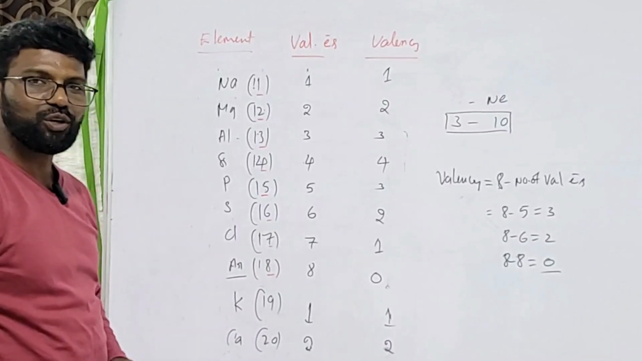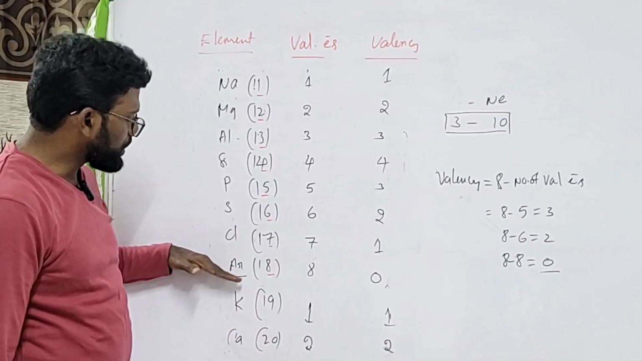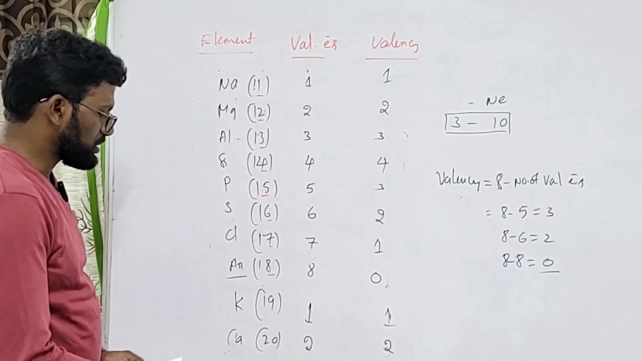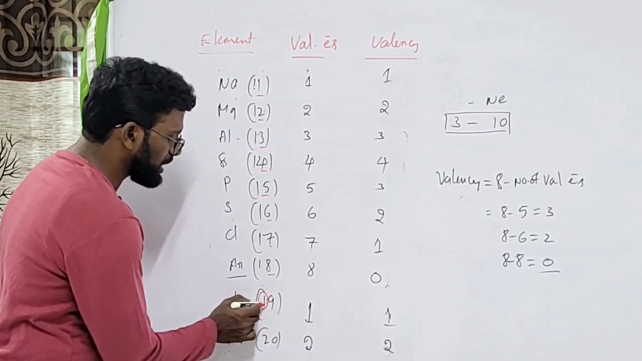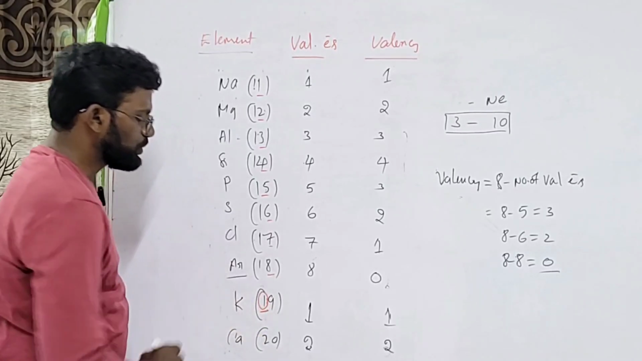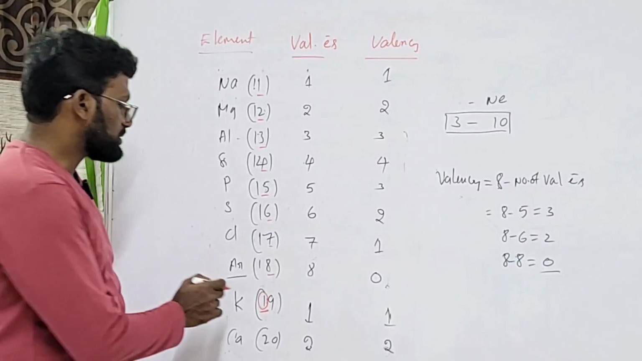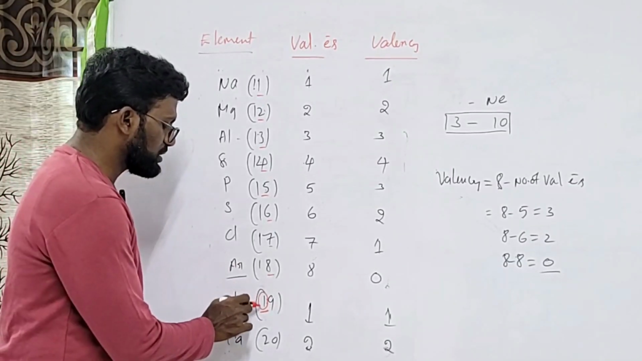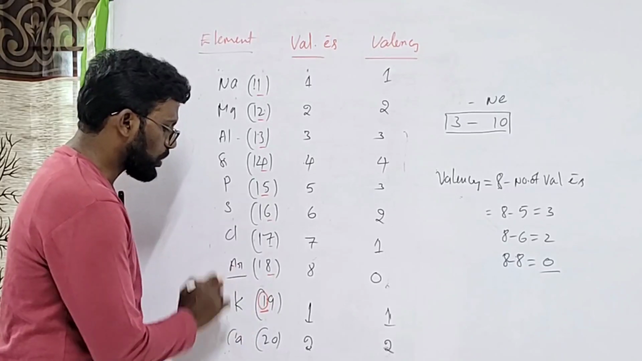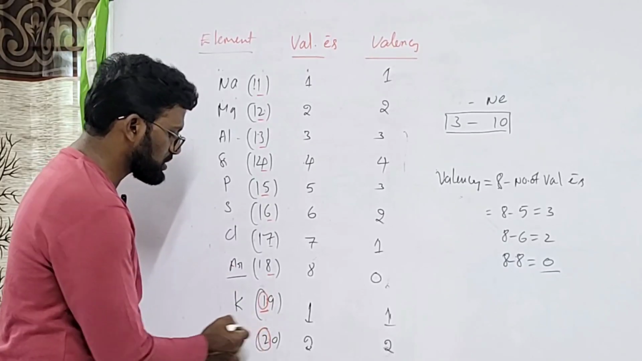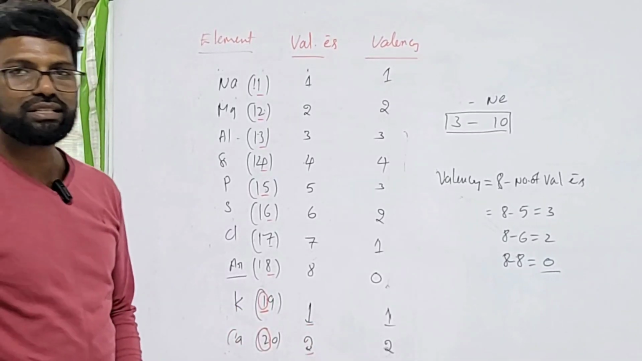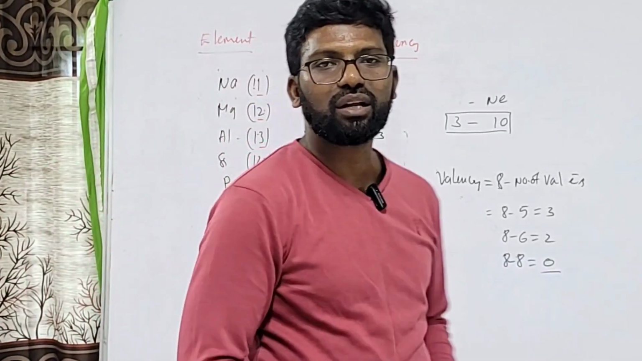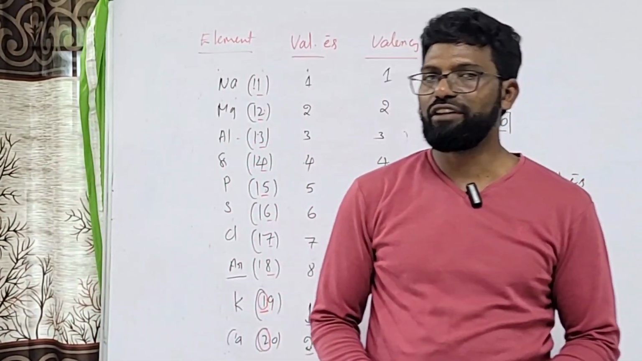Otherwise, you can do one more thing. After atomic number 18, you can consider the tens digit. For atomic number 19, consider the tens digit. What is the digit in the tens place? That is 1. Here the digit in the tens place is 2. So with 1 and 2, you can easily get the answers. This is how you can easily find the number of valence electrons and valencies.